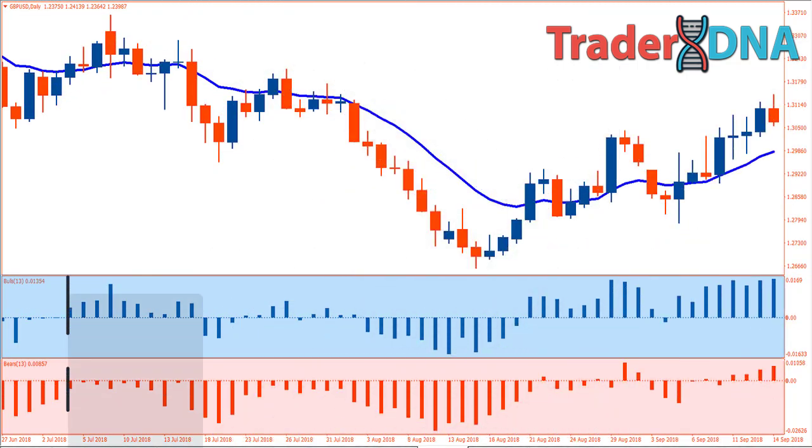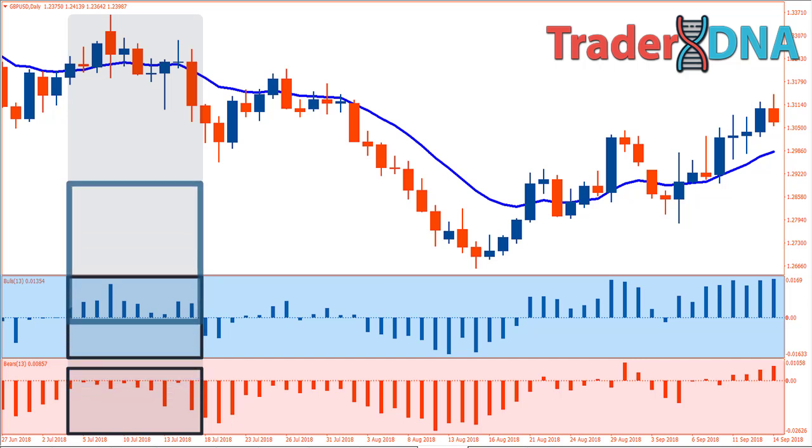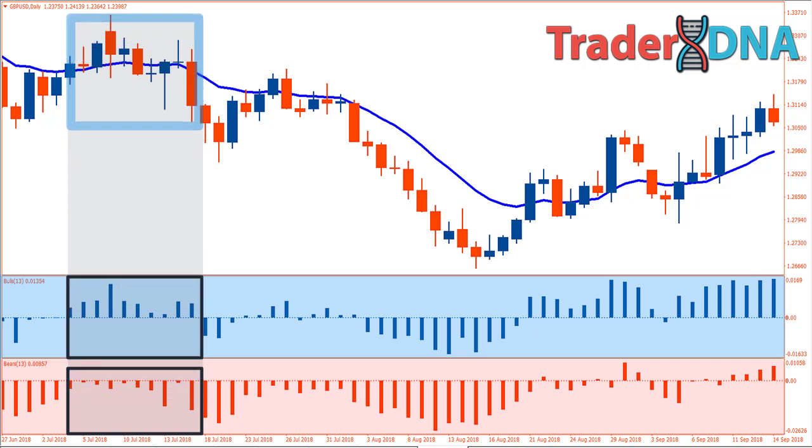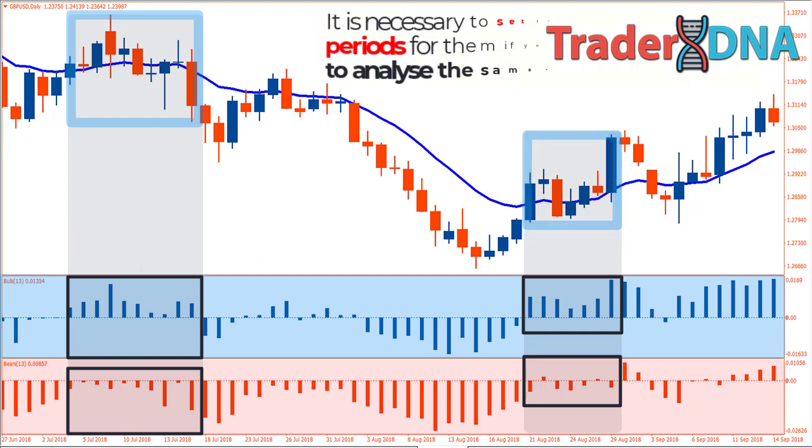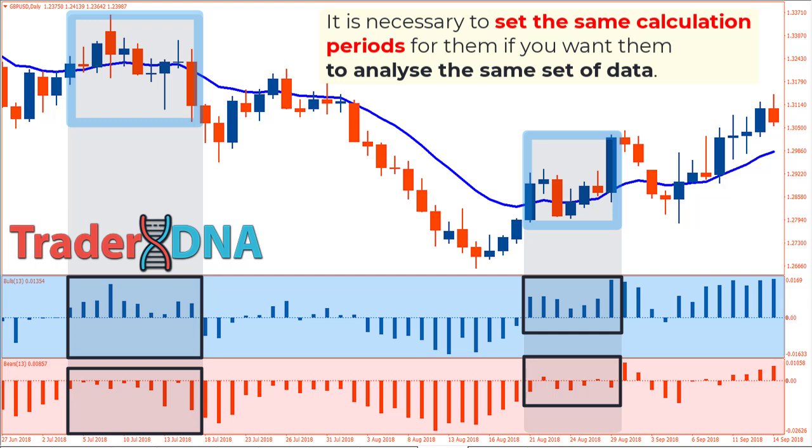But if bull's power has a column in the positive zone and bear's power has a column in the negative zone, and the columns are almost the same length, this indicates lateral movement, since the current candle's low price is below the EMA and its high price is above the EMA. It should be borne in mind that when installing the pair of bull's and bear's power indicators on the chart, it is necessary to set the same calculation periods for them, if you want them to analyze the same set of data.